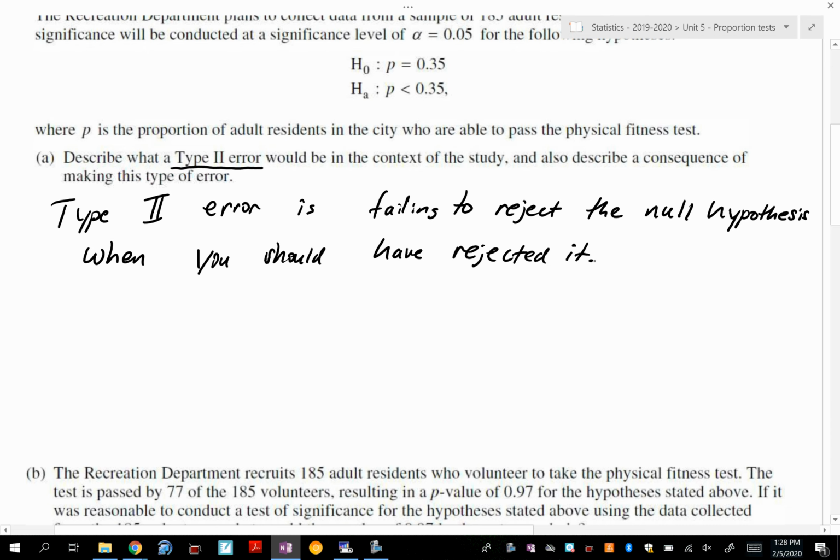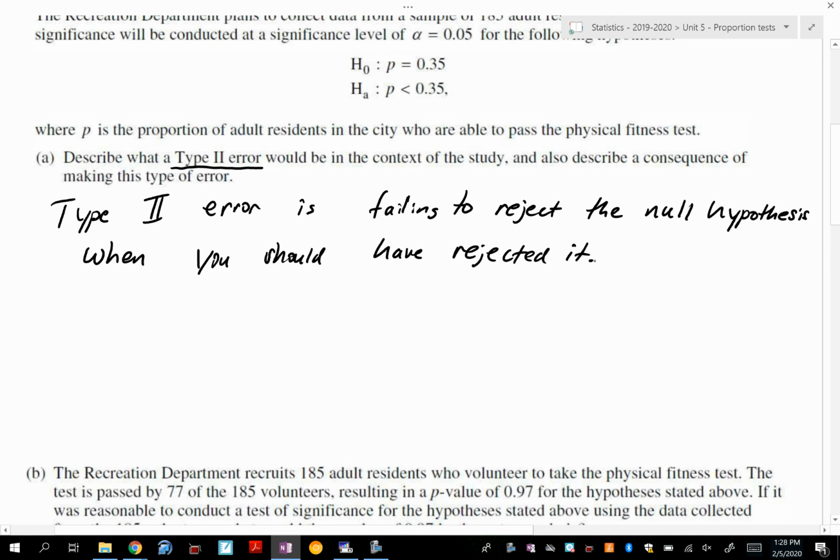Okay, so obviously if you wrote this down to answer this question and I was grading it, I would not give you full credit because this has no context, right? I'm saying that on purpose. All right, so I'll repeat that again. Type 2 error is failing to reject the null hypothesis when in fact you should have rejected it.